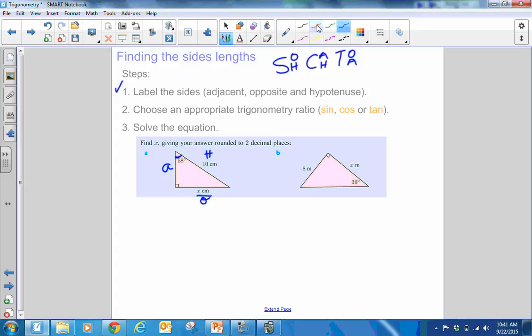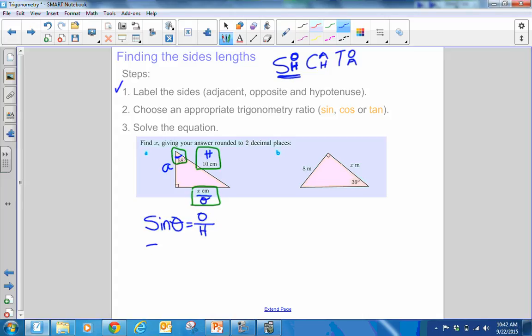Here. So we have the hypotenuse, an angle, and the opposite. I'm not using adjacent, so I need a ratio that has hypotenuse and opposite. I think sine is going to work, because sine uses opposite and hypotenuse. So I'm going to use sine of the angle, which equals opposite over hypotenuse.